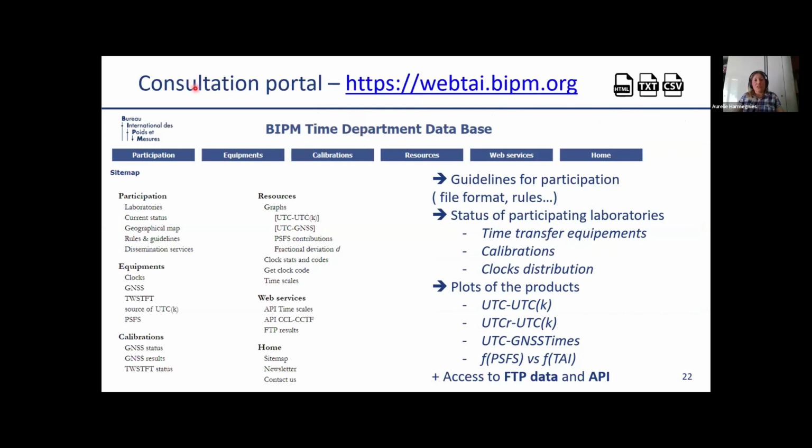There is also the consultation portal, webtai.bipm.org. On it, you can find the guidelines for participation, as for the file formats I showed above, the rules for participation, the status of the participating laboratories, the equipment, calibration status, and the statistics on the clocks. There are also some plots that are available. You can access the FTP and the APIs through this portal. So this is a good way to ensure you always have information that is up to date.